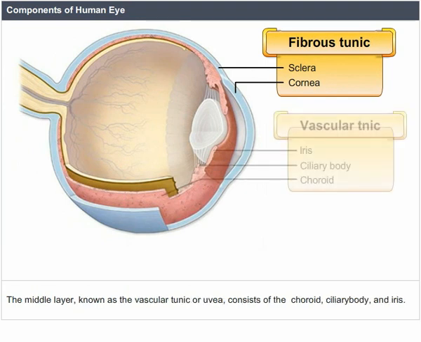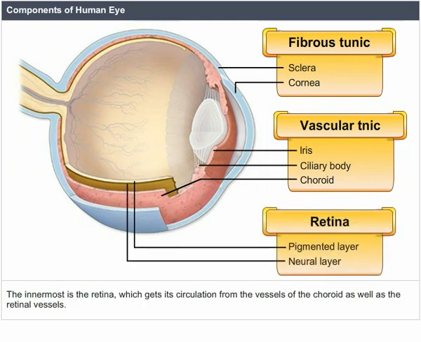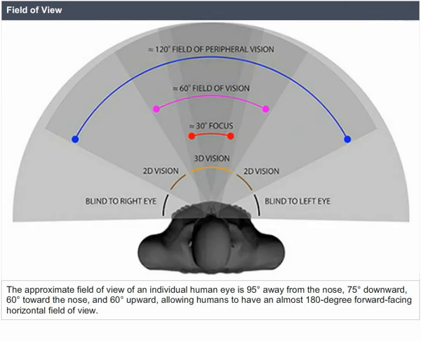The middle layer, known as the vascular tunic or the uvea, consists of the choroid, ciliary body, and the iris. The innermost is the retina, which gets its circulation from the vessels of the choroid as well as the retina vessels.